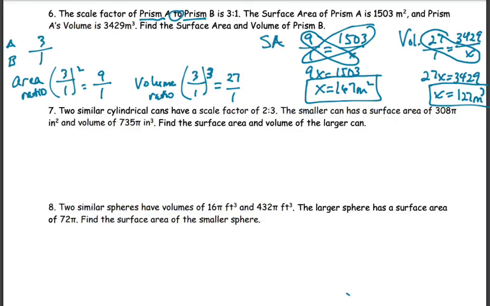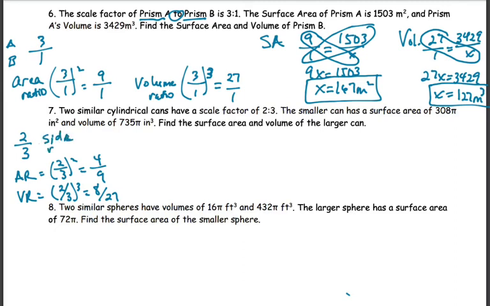Okay, number 7. We have two similar cylindrical cans, and they have a scale factor of 2:3. So this is my side ratio, 2:3. The area ratio will be that side ratio squared, so it's going to be 4/9. The volume ratio will be that side ratio cubed, so it will be 8/27. Okay, so again, that was the side ratio.